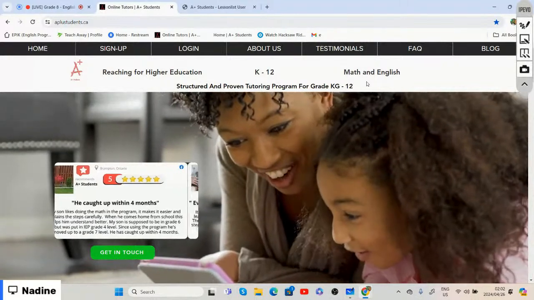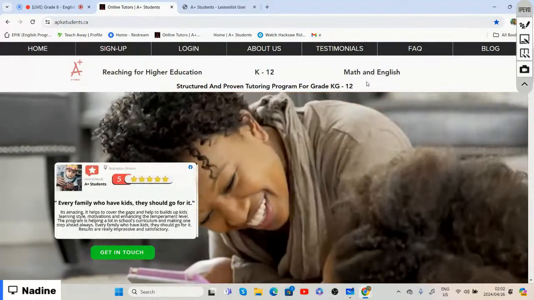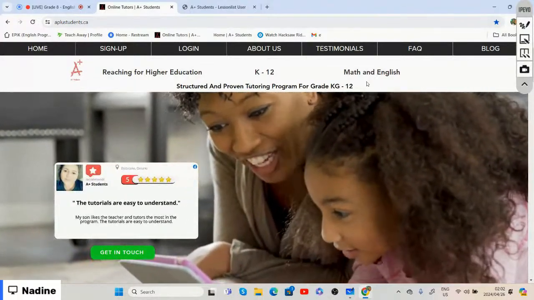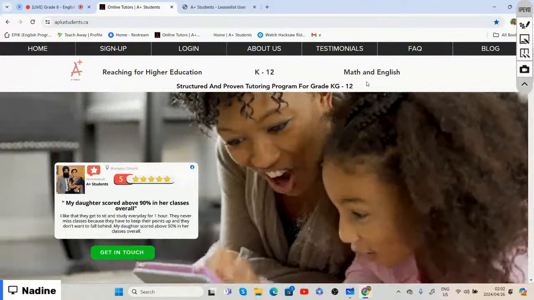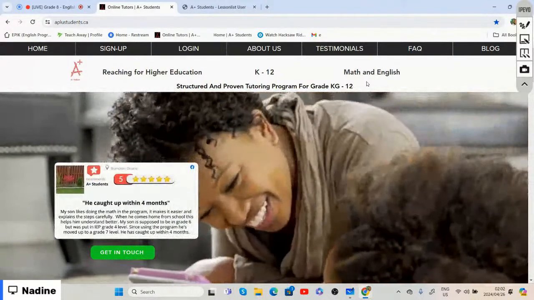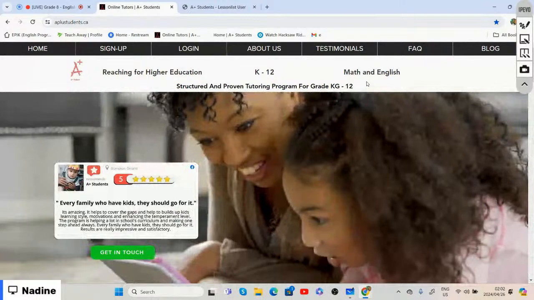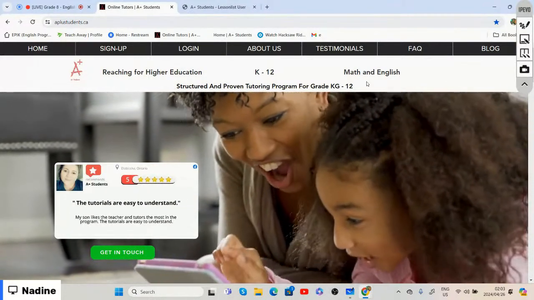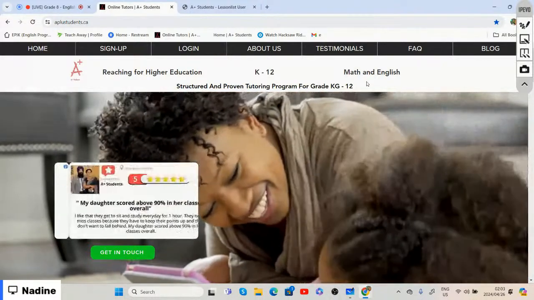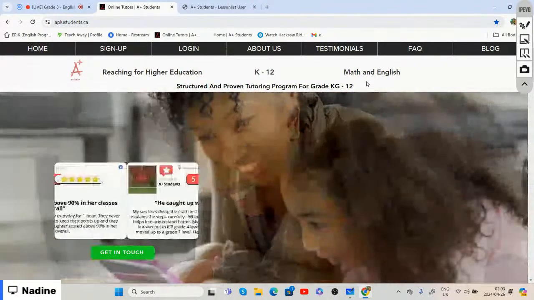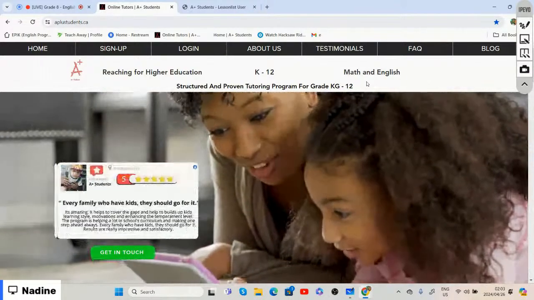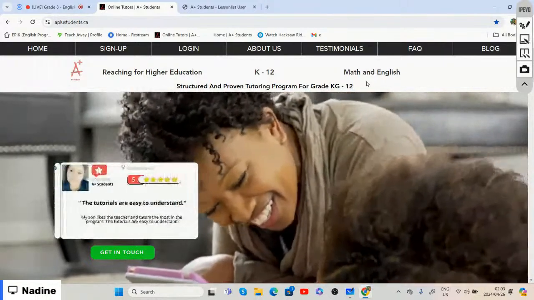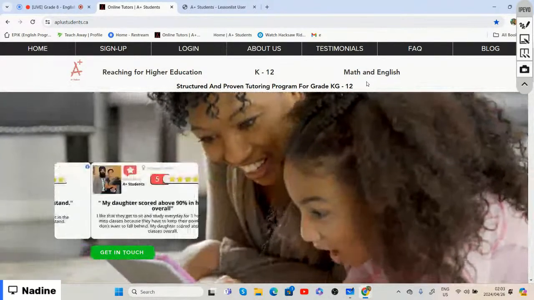Today, we'll be doing our grade 8 English lesson on pronouns. And before we start, we're going to log on to aplusstudents.ca. Once we've logged on with our username as well as our password, we're going to select the subject of language arts, which is English, grade 8. And then we're going to scroll down until we get to the chapter of pronouns.